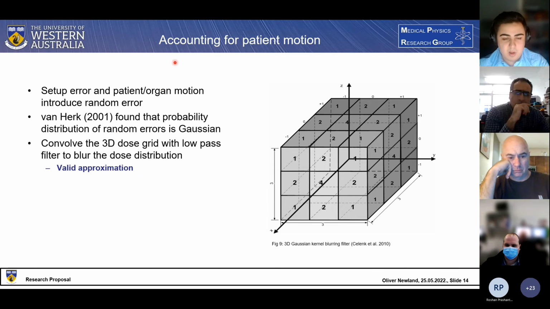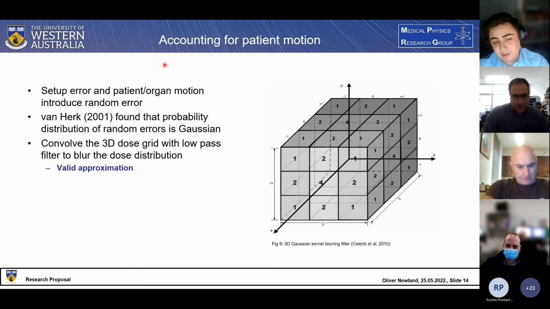Now, in these models, you have to account for the random errors associated with setup error and patient and organ motion. Luckily, there's some work by Van Herk, which basically has found that the probability distribution of these errors is Gaussian. So luckily that means we can convolve the dose distribution with a low pass filter to achieve the same end result.